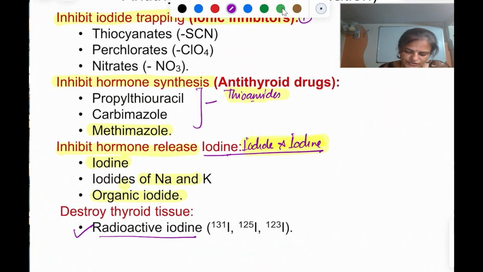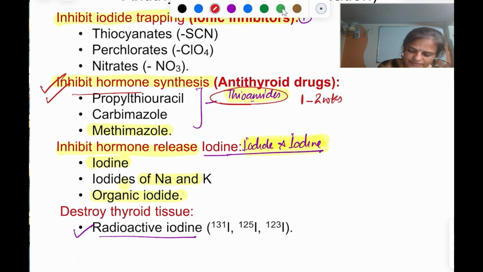Then the next group of drugs is radioactive iodine. So one point which I forgot to tell you about this second group, thionamides. You are going to give this antithyroid drug immediately, but the clinical manifestation or effect takes around 1 to 2 weeks. उसमें आता है कई बार even it takes 1 to 3 weeks also.